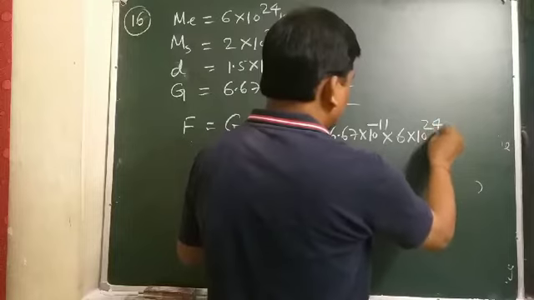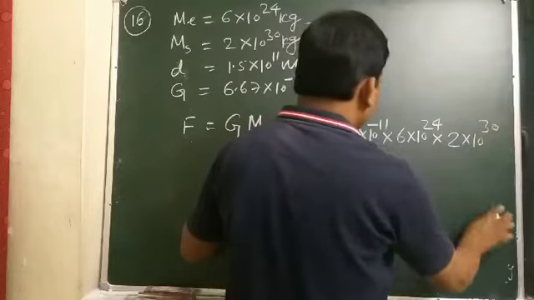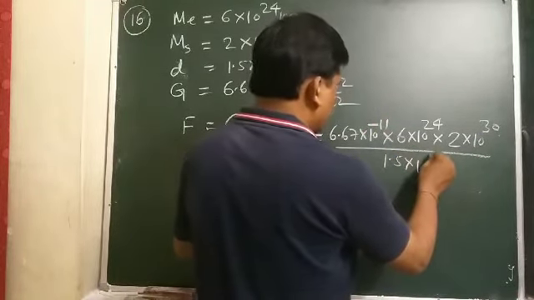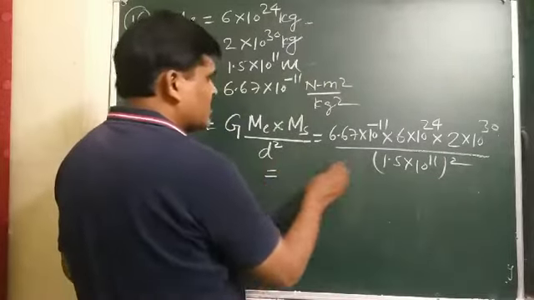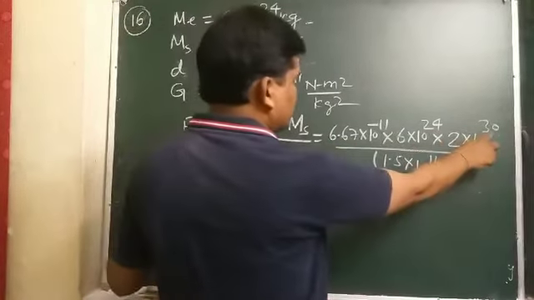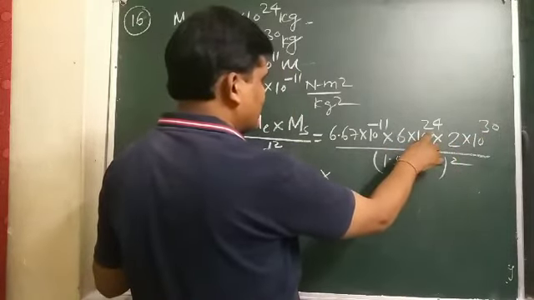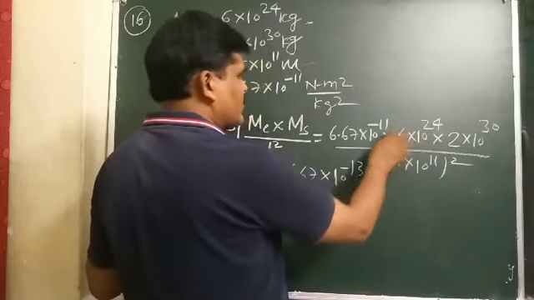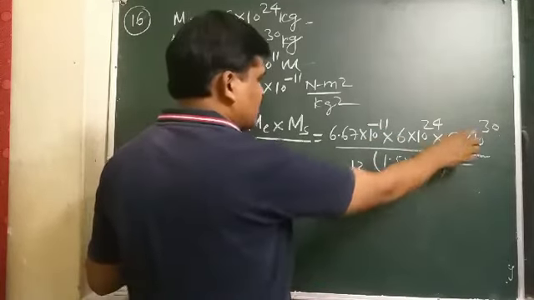626 into 10 to the power 24. Mass of sun 2 into 10 to the power 30, and the square of this means 1.5 into 10 to the power 11 whole square. And students, 6.67 clear, and suppose that 10 to the power minus 13, 24 minus 11, 13, this will be what? 13 plus 13 or 30.